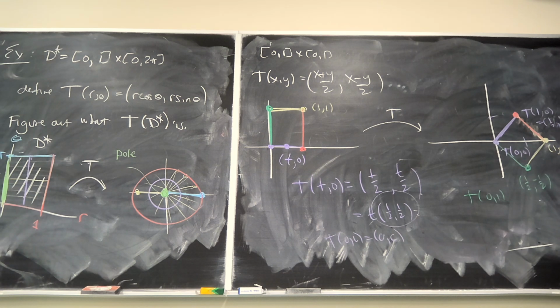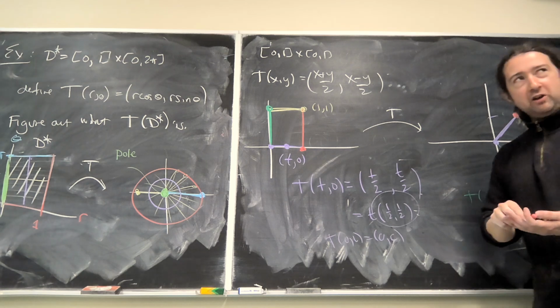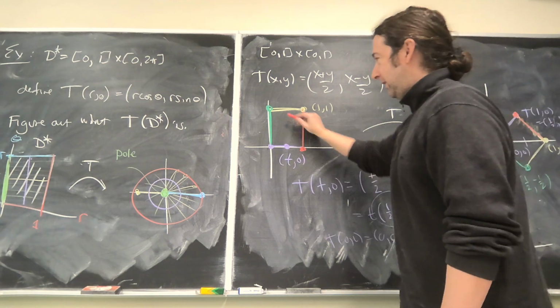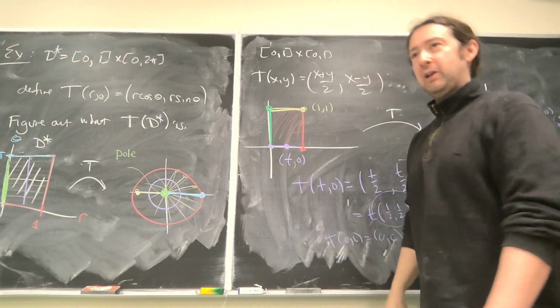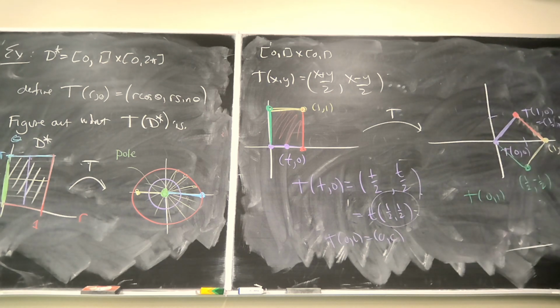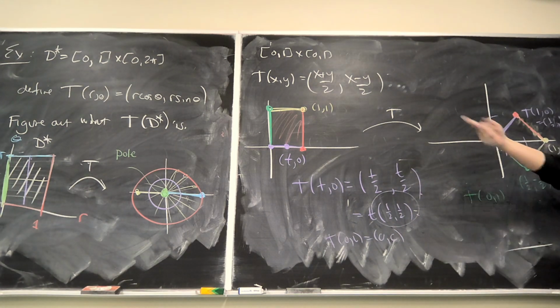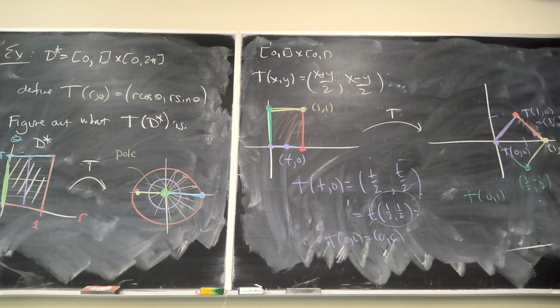Now, a bigger question when you're calculating the images of these maps, and this is not always true, is how do I know where the inside went? Maps can flip the inside to the outside or the outside to the inside. You might suspect that this map is so easy that the inside of the square should probably stay the inside of the square. But if you weren't sure, how would you check?